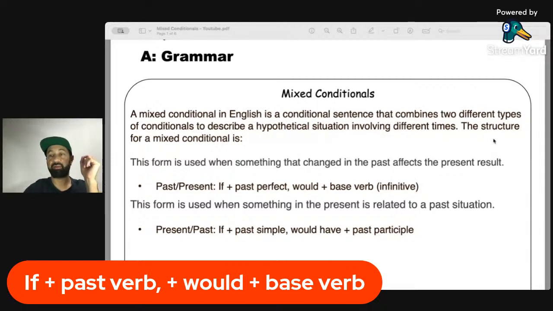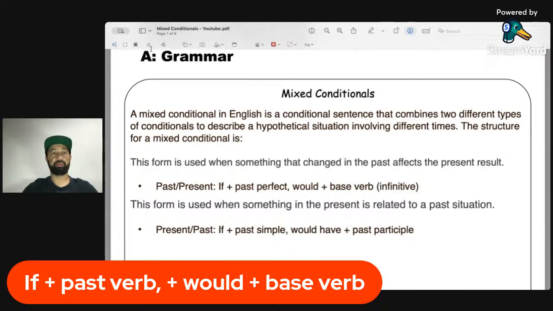We've got the grammar patterns right here. The grammar pattern here, and we're going to look at this first one. Let me get my pen out here. And we're going to look at this one right here.